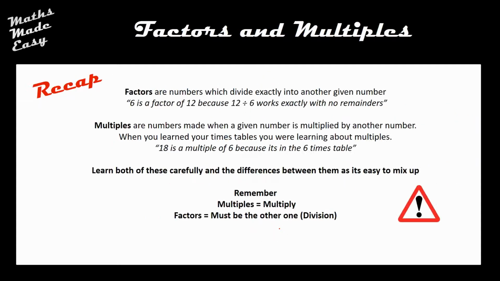Okay, so just to recap on these then, factors are numbers which divide exactly into another given number. For example, 6 is a factor of 12 because it divides into it exactly with nothing left over as an integer. Multiples are the opposite. Multiples are numbers made when a given number is multiplied by another number. And again, these are basically your times tables. You need to make sure you know both of these carefully and the differences between them. Very easy to get the two mixed up.